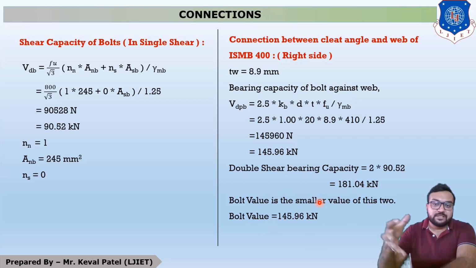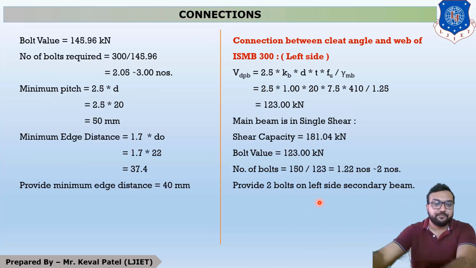Now, how much load is transferred from secondary beam to main beam? It is 300. So, for 300 kilonewton, we require 2.05 bolts. It means we have to provide three bolts. Okay, so this calculation remains the same.